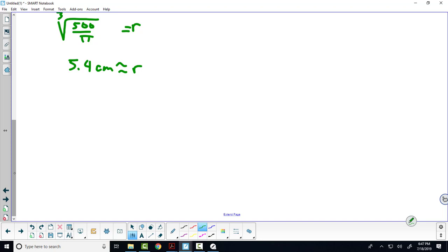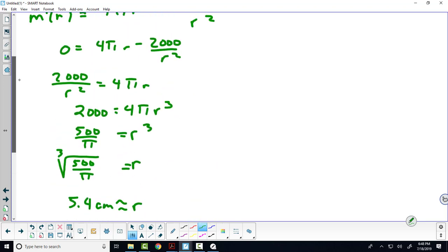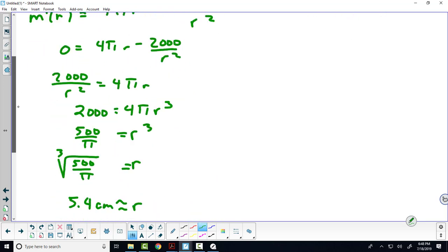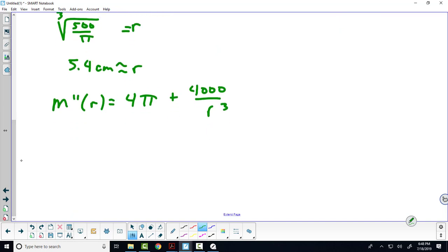Yeah, hopefully you're learning that for these nasty story problems where the numbers aren't nice, it's a lot easier to do the second derivative test on them most of the time. Okay, so let's find the second derivative. M double prime of r should be 4 pi plus 4,000 over r cubed, I think. Let's check that. I can't remember. Yes, 4 pi r, so that'd be 4 pi. And then plus 4,000 over r cubed.